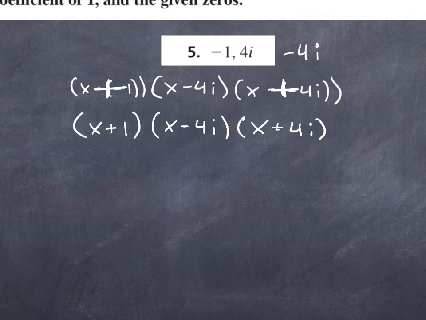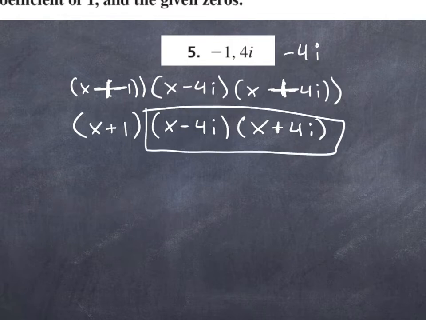Everybody with me so far? What do we do next? Right, we're going to multiply these two together. And they're conjugates, so we can square our first term and square our second. So we have x squared minus 4i squared. x squared is just x squared.